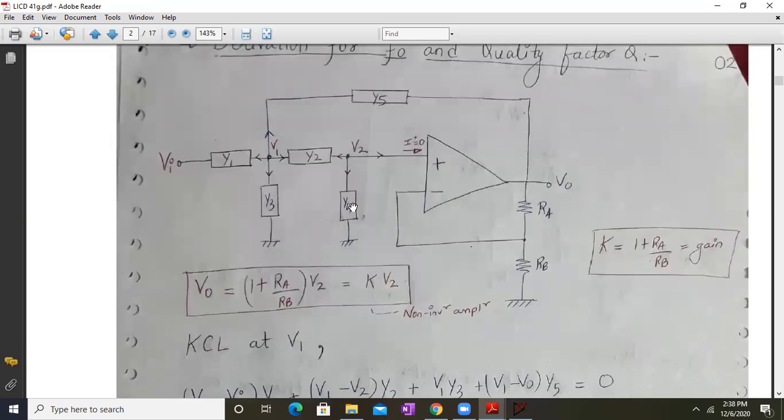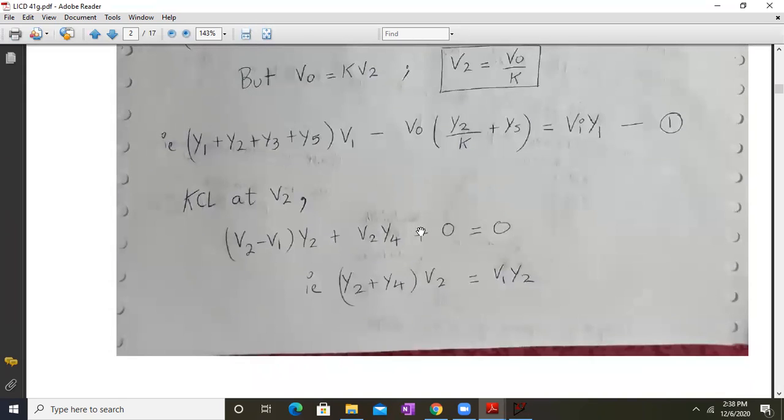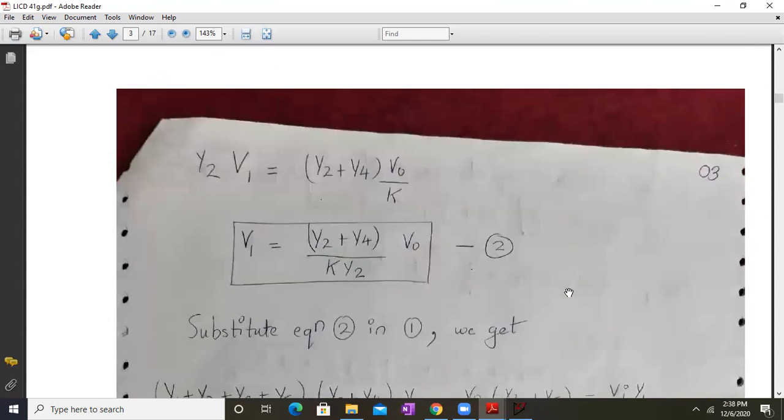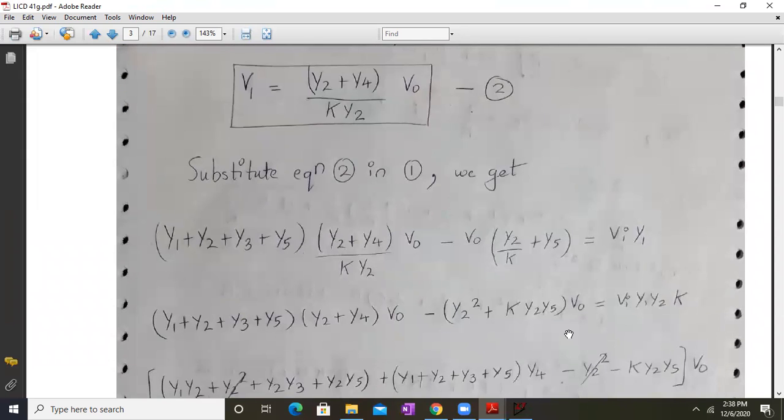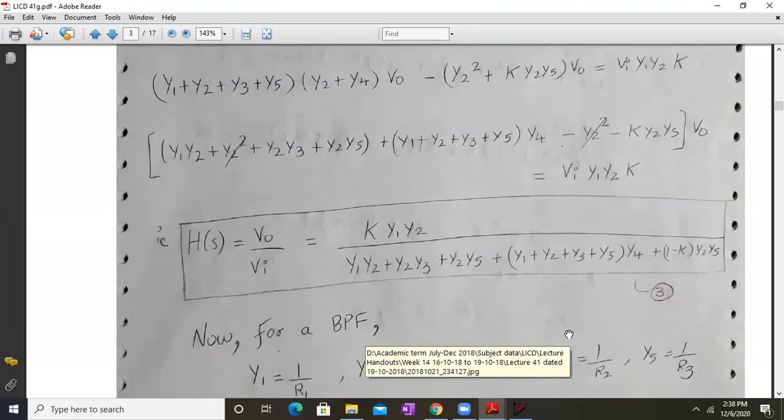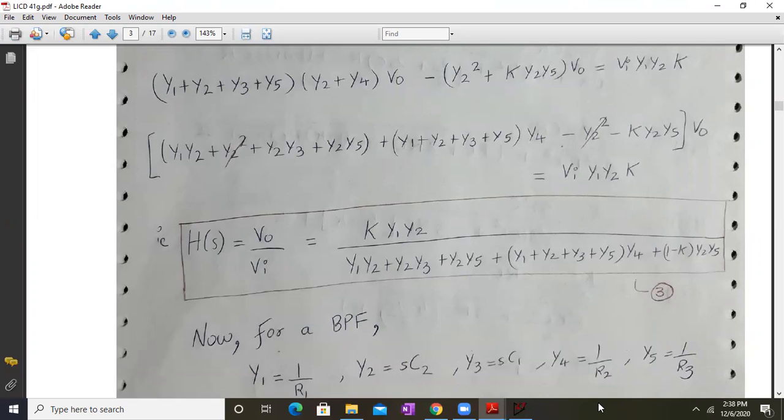So KCL at V2 gives us (V2 minus V1) into Y2, then V2 into (Y2 plus Y4) is equal to 0. So that's what we get. From here we get the relation of V1 in terms of V0. We substitute that in equation number 1, and we rearrange this term such that the transfer function will only contain V0 and Vin. So H of S, that is equation number 3, is my generalized transfer function in terms of admittances.